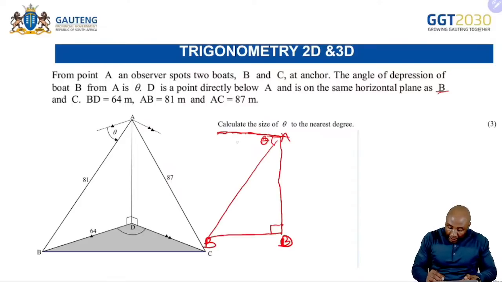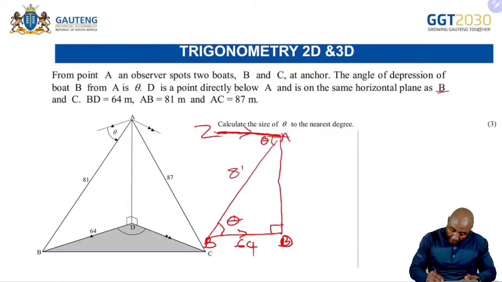And I know that from that line of measuring the angle of depression, I'm having parallel lines, because that point is a horizontal line. BD is also a horizontal line. It means if I call this one Z, I know that ZA is parallel to BD. Therefore, I have alternate angles. This will be theta. This side BD is 64 and that side is 81.